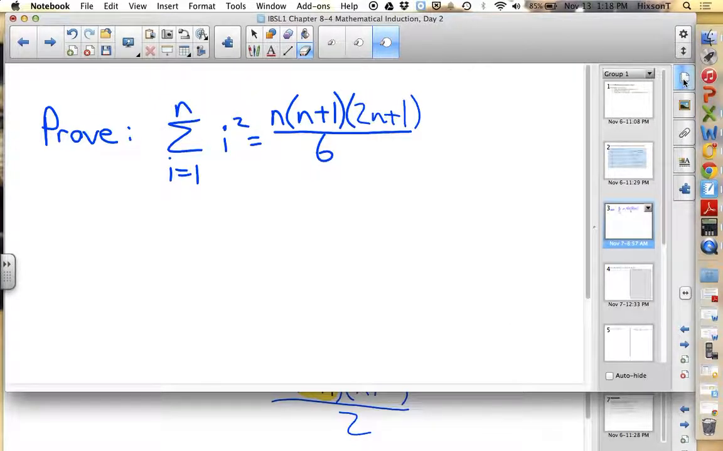Now, we ought to have more success than we did third period, because I accidentally wrote down the wrong thing for third period, so we actually disproved something by math induction. We showed that it was impossible. Is this the right one? This is the right one, so this one ought to work.